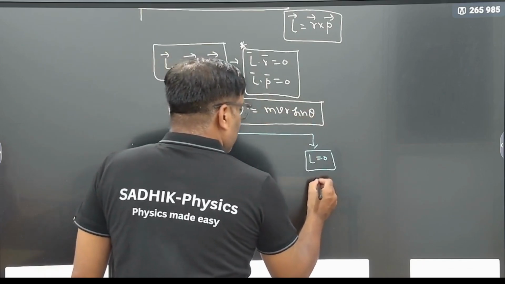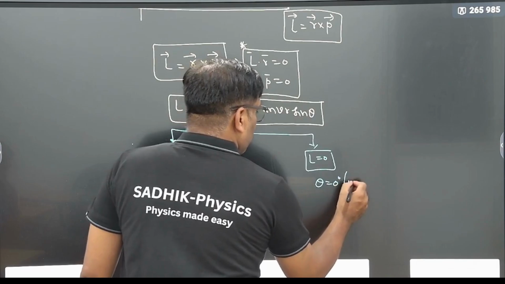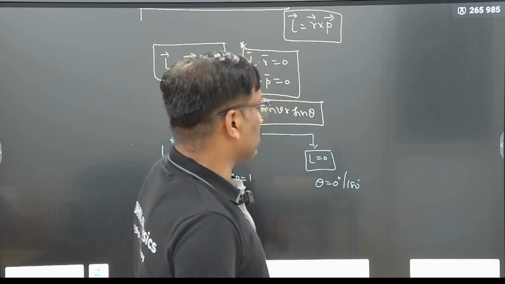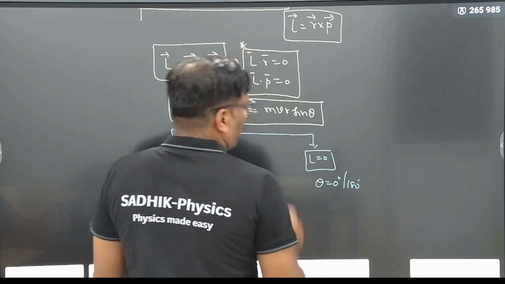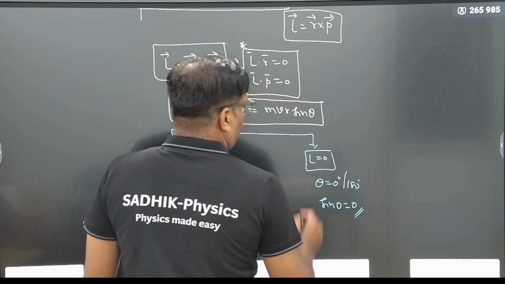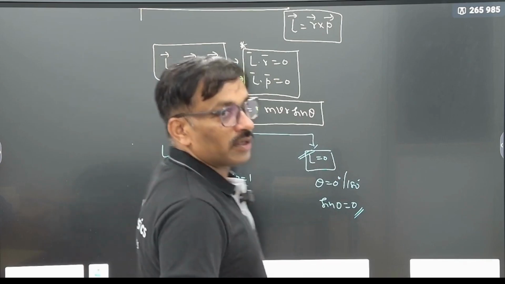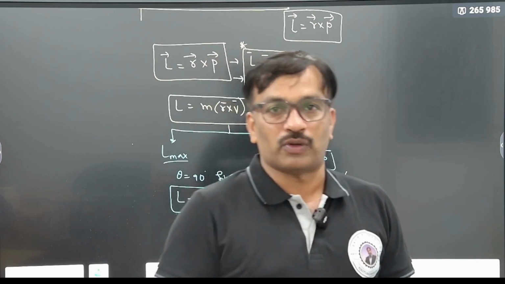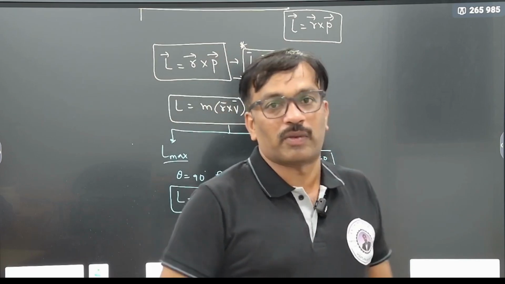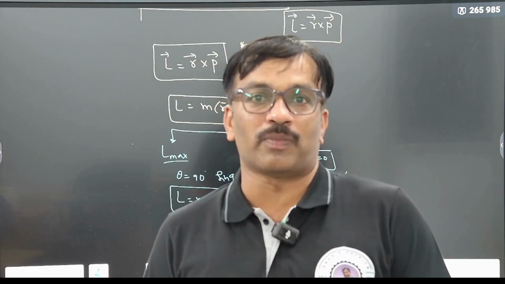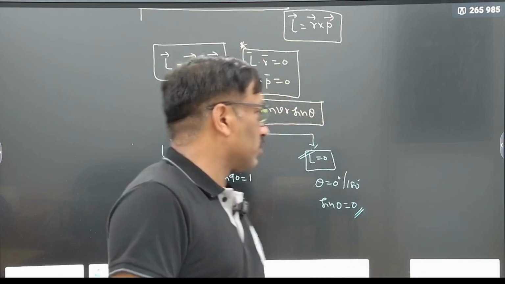Or if theta is equal to 0 or 180, that means the object is going along the axis of rotation, so it does not have any angular momentum. Why? Because sin 0 is 0, so angular momentum will be minimum. If a particle is going along the axis of rotation, or opposite to it, angular momentum will be 0. Angular momentum will be maximum when a particle is going perpendicular to the axis of rotation.